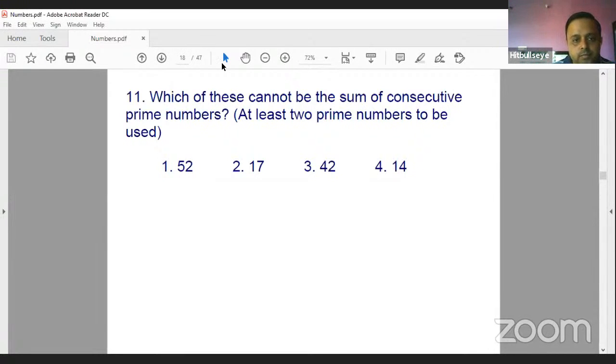The first one is 52. Can you find two prime numbers which are consecutive whose sum is 52? The prime numbers which are less than, let's say, 50 are 2, 3, 5, 7, 11, 13, 17, 19, 23, 29, 31, 37, 41, 43, 47.